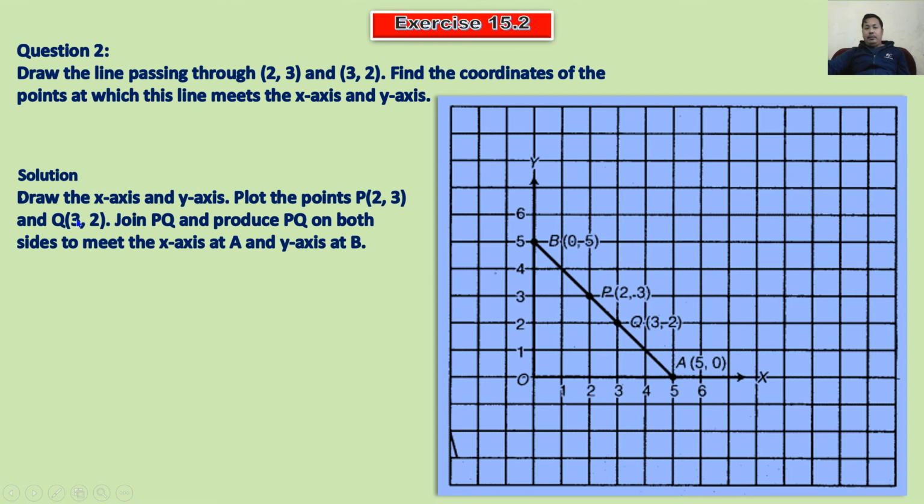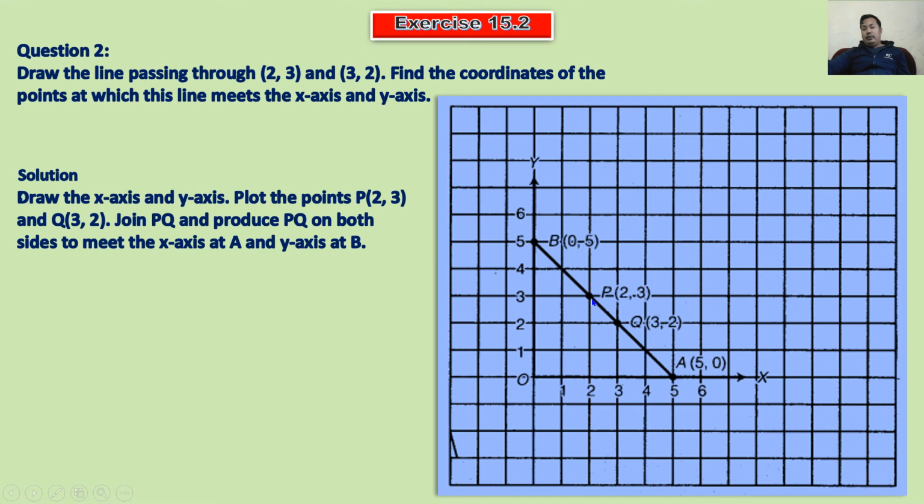And another point Q as (3, 2) here. So 3 is the value of x and 2 will be the value of y. Then you have to come from this 3 up so that it meets at the point where the value of y is 2 here, and take this point here. Make a point here and name it Q, and the coordinate is (3, 2).